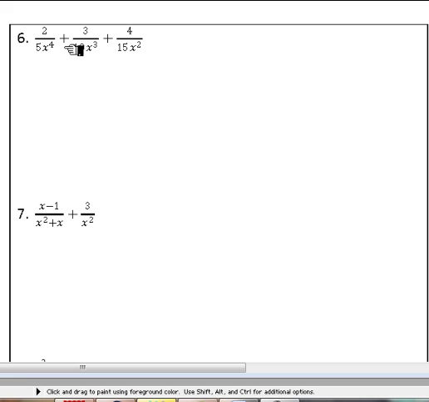All right, another addition of algebraic fractions, or addition of rational expressions. We need a common denominator. Let's set this up. Let's look at these denominators. First, look at the coefficients, 5, 10, and 15. What's the smallest number that 5 divides into, 10 divides into, and 15 divides into? That would be 30. And now for the powers of x, just take the biggest one, so that would be x to the 4th. So 30x to the 4th is the common denominator.